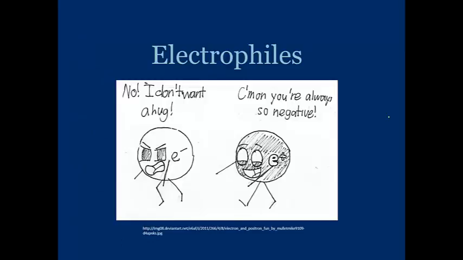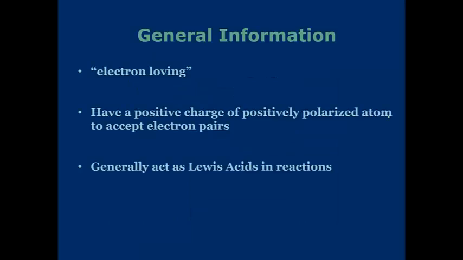We've talked about nucleophiles, so how about we talk about their counterparts, electrophiles. Electrophiles, as the name suggests, are electron-loving. They have a positive charge or a positively polarized atom, which is the way they accept electrons. They generally act as Lewis acids in reactions because of this reason.